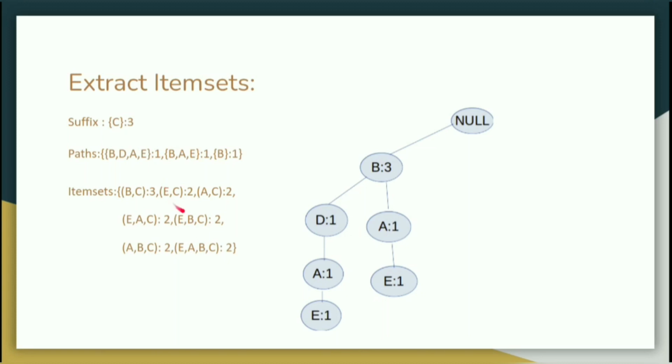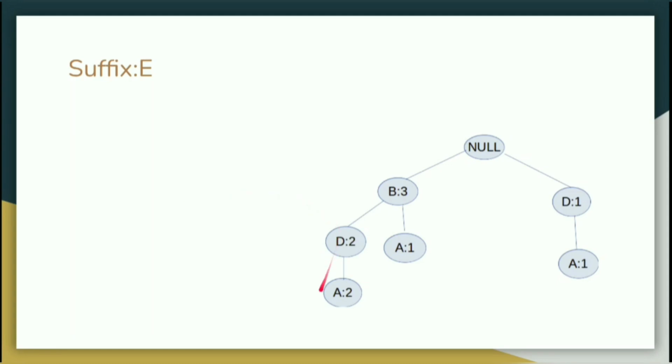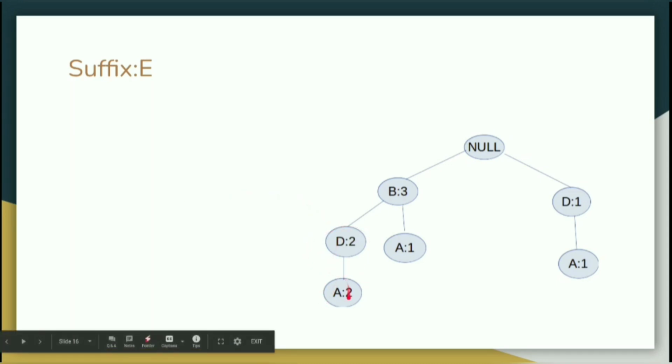This will be discarded. So similarly, if you find out the combination of size 3, BAE is the only one which is following the minimum support. So it is suffixed with C, and we will have this item set. So next, move on to the next suffix E. So for E, we have extracted these parts.